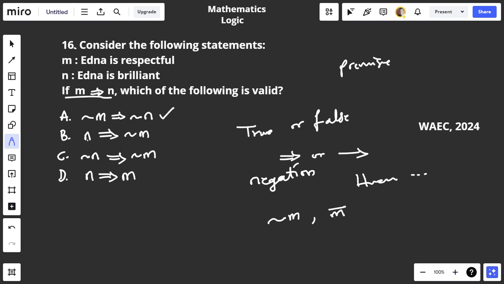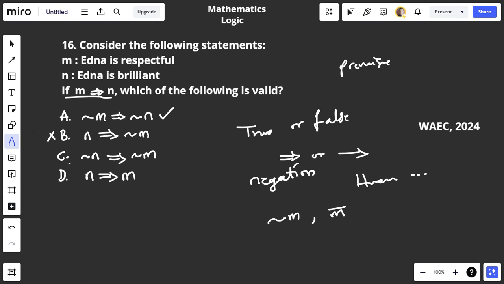Then option B says, if Egna is brilliant, then Egna is not respectful. That doesn't agree with our premises. It's not valid. No, that's totally out of logic, because from the premises here, the condition was she has to be respectful first, not brilliant first. So B is totally out.